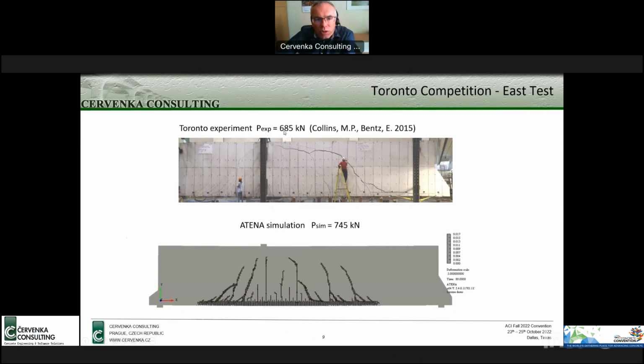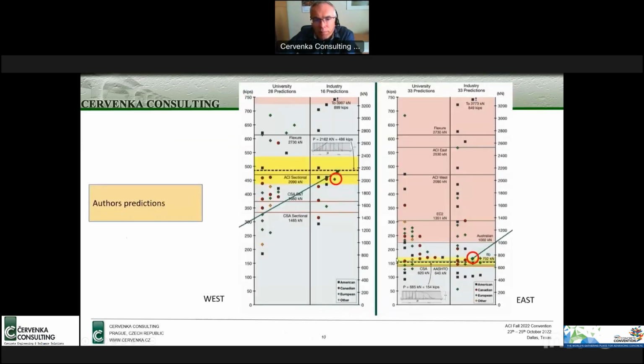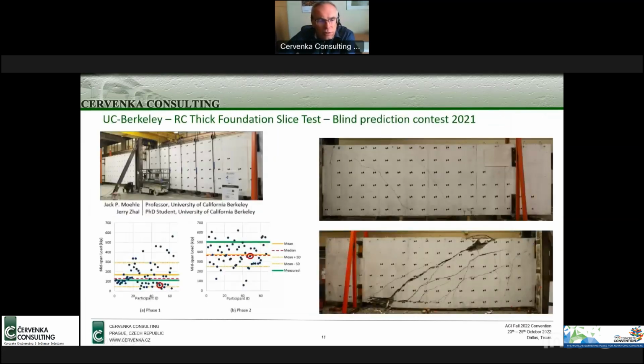So the experimental was 685 kilonewtons. ATENA predicted 745, so about 7% above the experimental one, but a very good prediction of the crack pattern. Here I showed the two results. There were actually two experiments, one unreinforced, that's what I showed you before, and one with reinforcement. So these circles indicate our results. You can see in both cases, we were in this yellow area of 10% accuracy. So we were announced as winners for this competition.